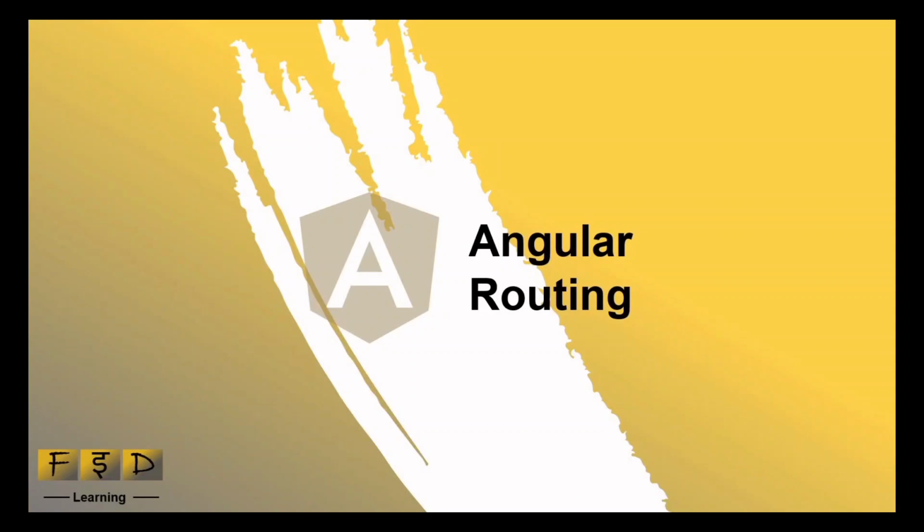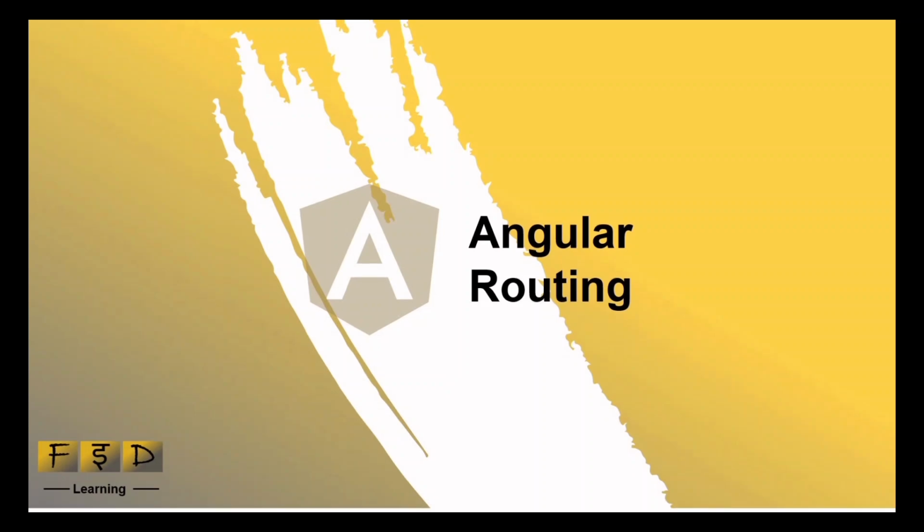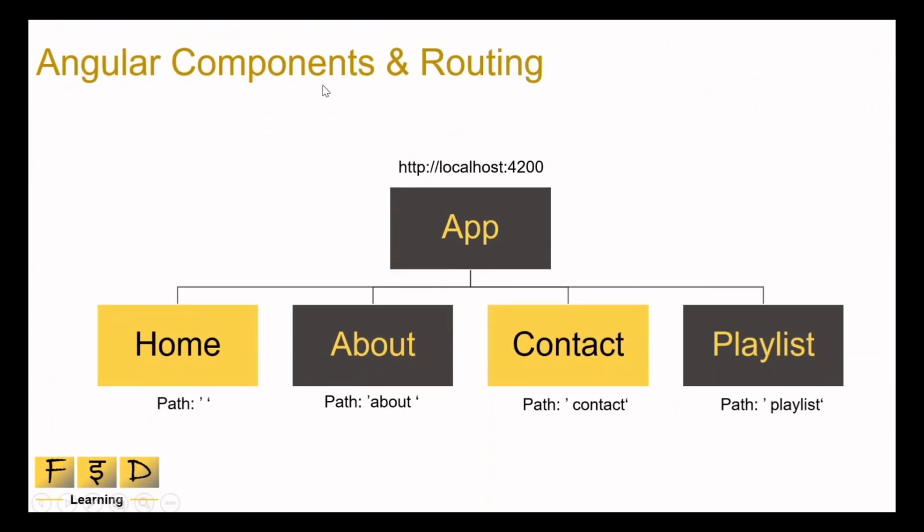In this series, we will see complete Angular routing. So let's start with Angular component and routing with the help of this diagram. App component is the root component of any Angular application, and we can create many components under app component by using CLI command ng generate component name.